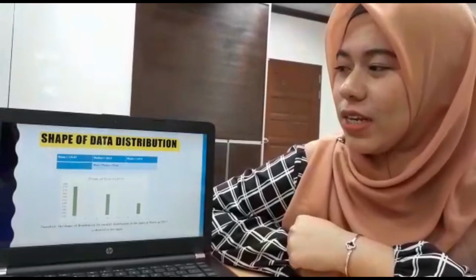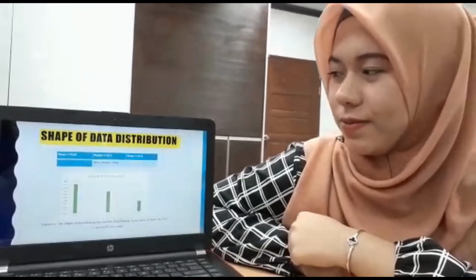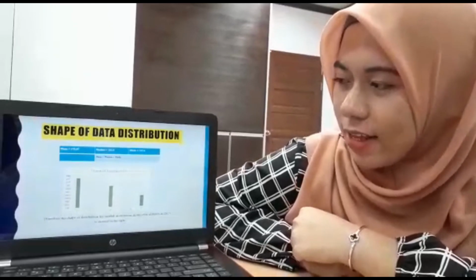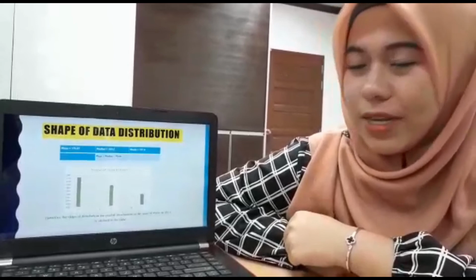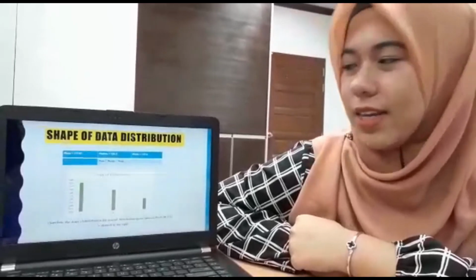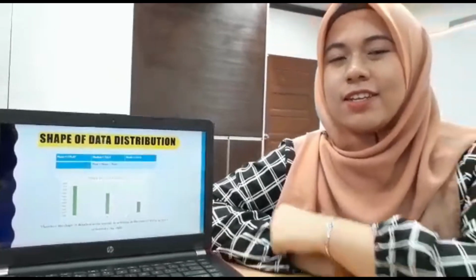And the last one is shape of data distribution. So we can see that our graph is skewed to the right. This is because mean is bigger than median and median is bigger than mode. Thank you, that's all for me.